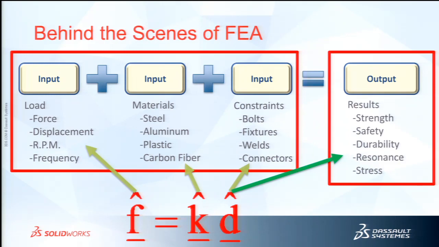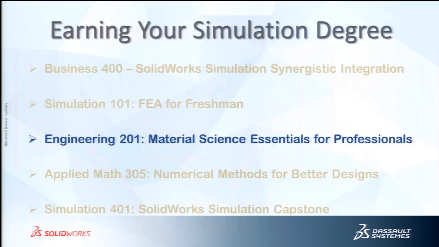It's actually being solved for as a result, but it also could be an input as well. So F goes up there to the left, the K is the materials, and then the D is for the constraints and the results. And we'll talk a little bit more about that in a little bit. But that's very important there, that the D, or the displacements, really is your result. So let's talk a little bit more about that K, or the material properties.